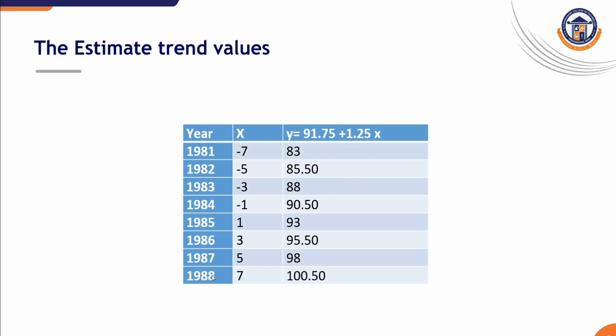And in the last year, 1988, the mid value here is 7. Therefore, y equals 91.75 plus 1.25 into 7. We simplify this, and the y value is 100.50. These are the estimated trend values for the given problem.